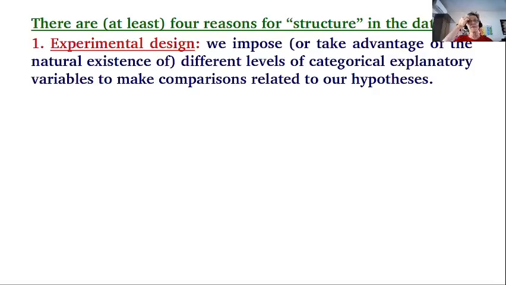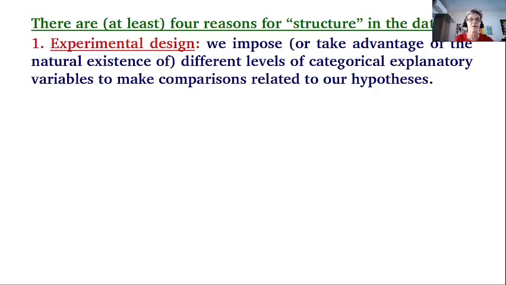First of all is experimental design. We impose, or take advantage of the natural existence of, different levels of categorical explanatory variables to make comparisons related to our hypothesis. For instance, we add water and compare it to the absence of water in order to assess the importance of water in the growth of plants. Therefore, we expect a difference in the parameters involved in predicting the probability of observing certain sets of values for one condition compared to the probabilities of observing a certain set of values of the response variable for the other condition being compared.